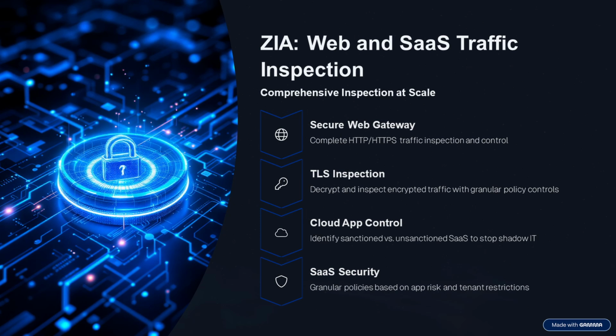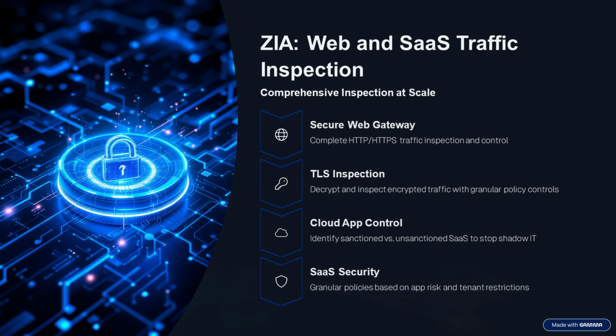Beyond web traffic, ZIA also gives you deep visibility and control over SaaS applications. Cloud App Control lets you see everything your users are accessing, both the approved apps and the shadow IT that users are accessing without IT's knowledge. You can then apply policies based on application risk ratings, enforce tenant restrictions, and prevent data from ending up in the wrong cloud service.